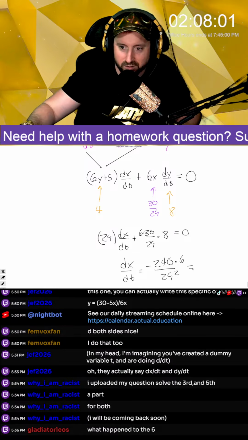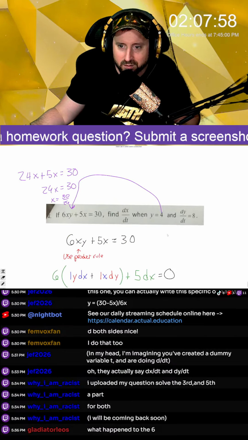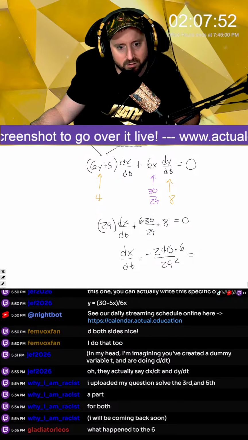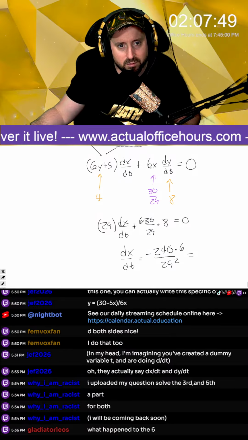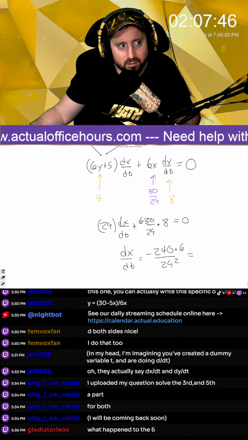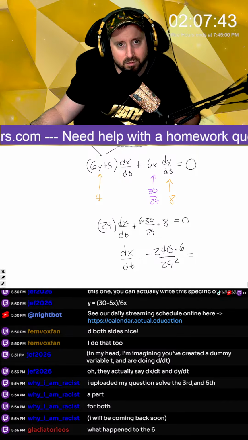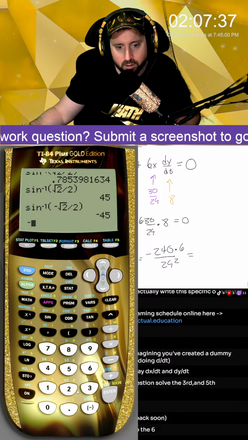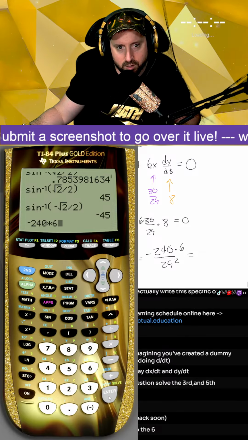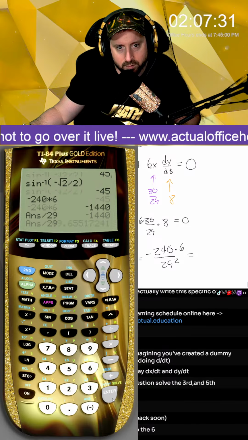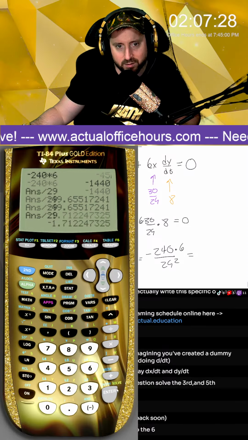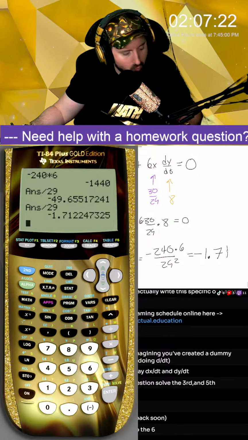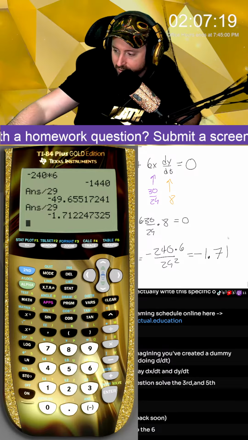This is kind of ugly, though. Yeah. Right? I don't like all the 29s and stuff. Maybe it comes out of something nice. Alright, let's pull out a calculator. So negative 240 times 6 divided by 29. Ew, already nasty. Divided by 29. Negative 1.71. Okay. It doesn't come out nicely, yeah.